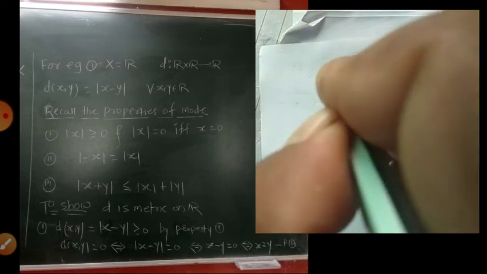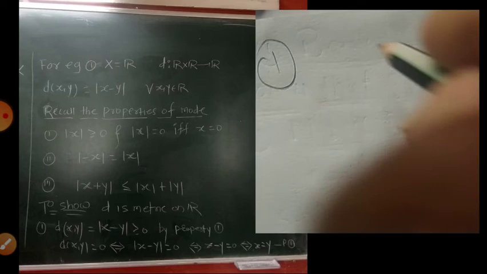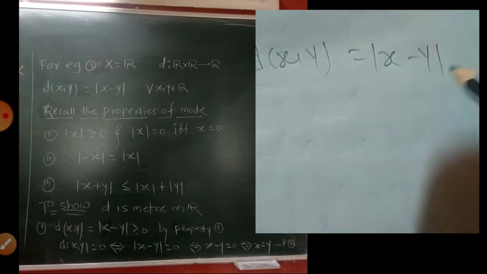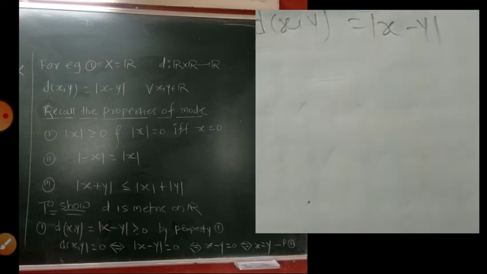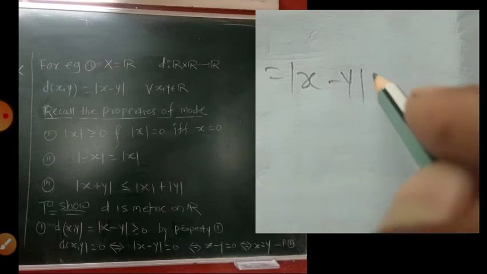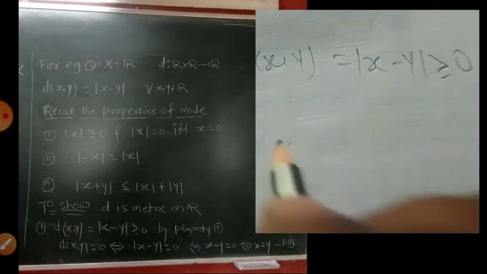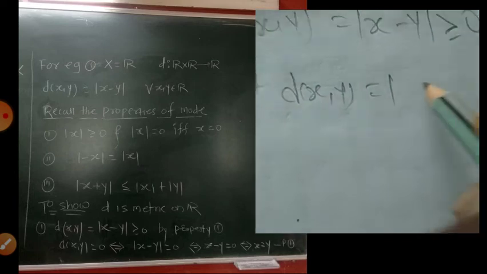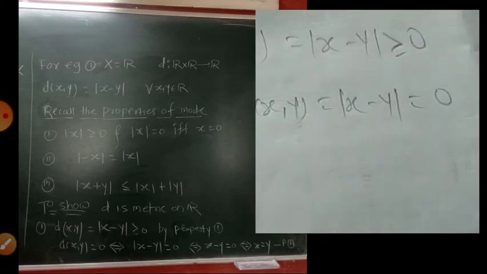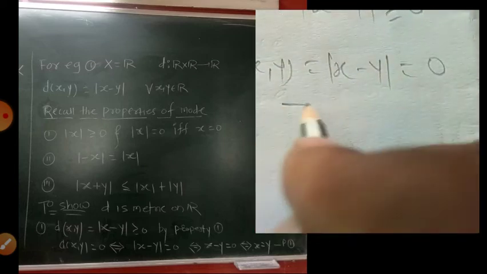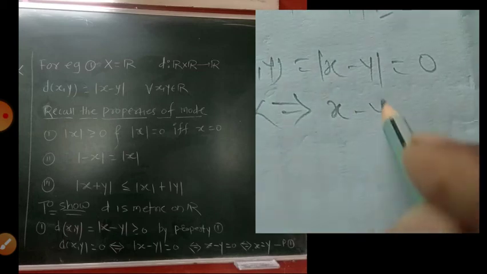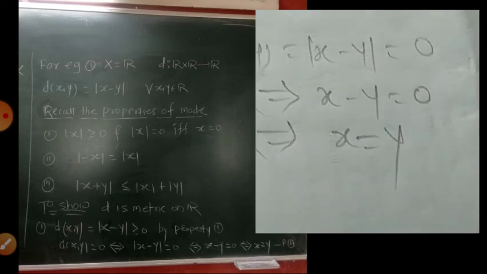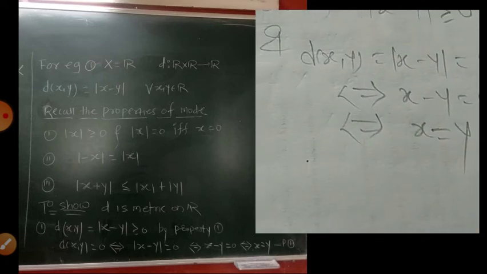First property: the distance between x and y is defined by mod of x minus y, and by the first property mod is always greater than or equal to 0. Also, the distance between x and y is 0 if and only if x minus y equals 0, that implies x equals y. So the first condition of being a metric is satisfied.